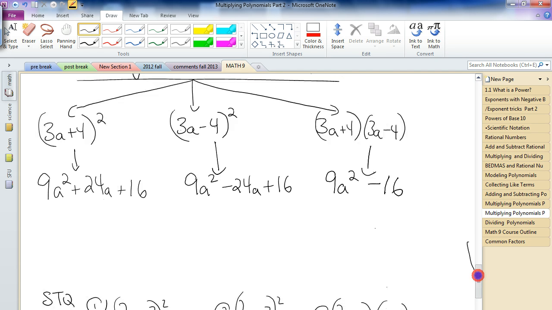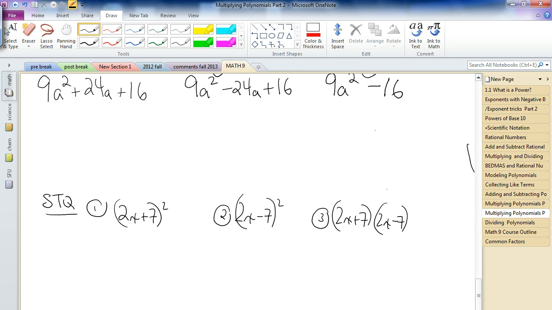And so pick your method. Here's 3 skill testing questions. Do whichever ones, do whatever method you like, the long way or the shortcut way, but do have them done.